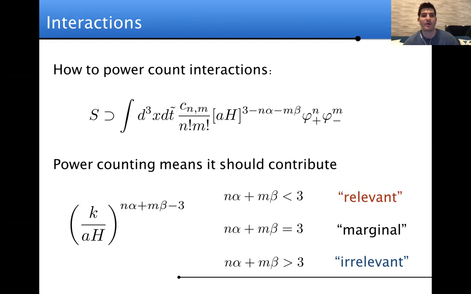So when this power is negative, that means that this effect grows with time. It grows like a power of aH, so it becomes more important as time goes on. So we'll call that relevant. When this exponent is 0, it means that it's equally important at all times, and so we'll call that marginal. And when this power is positive, it decays with time, and we'll call it irrelevant.